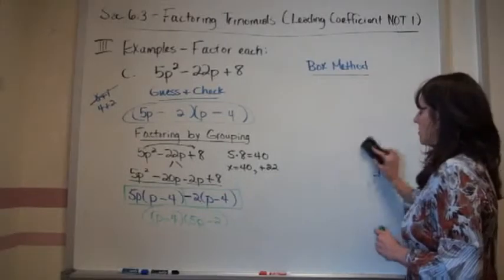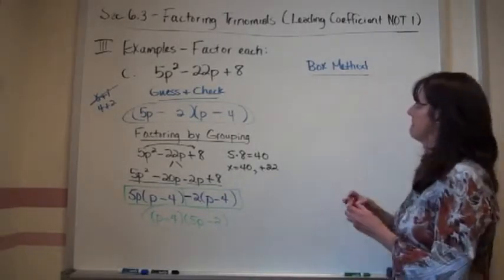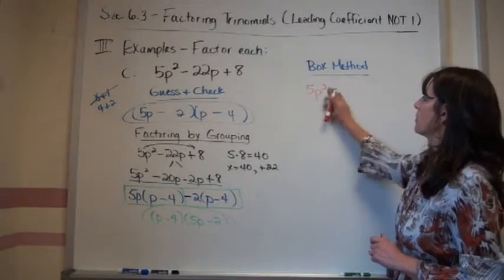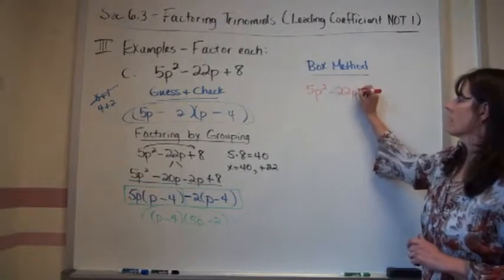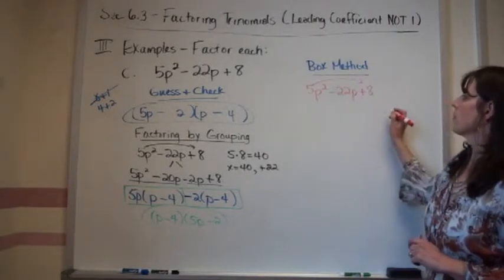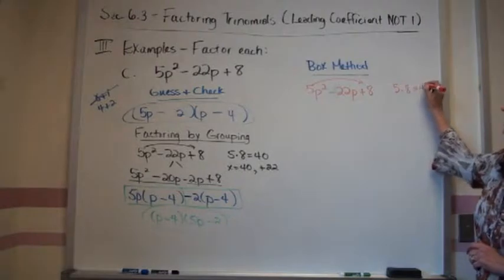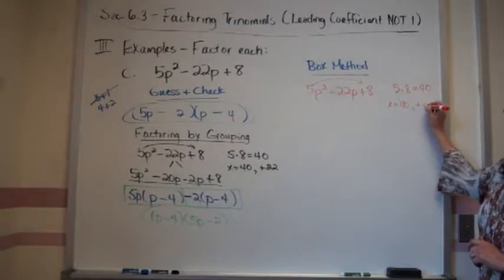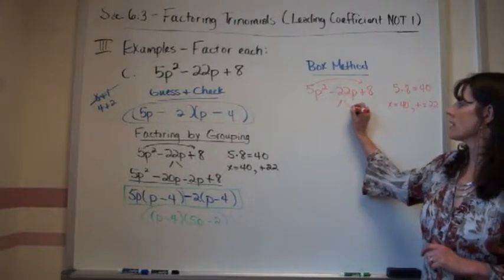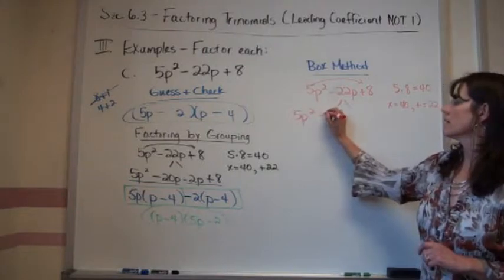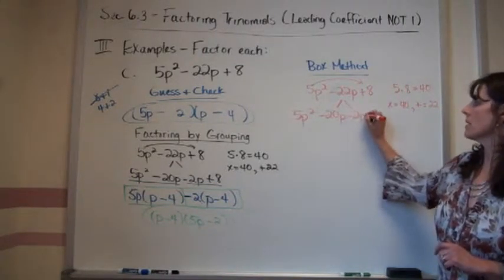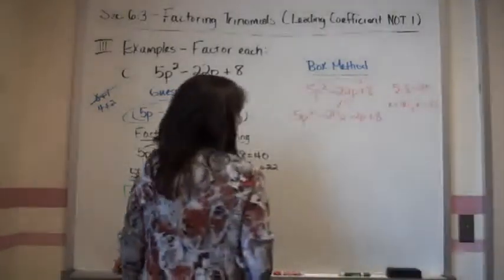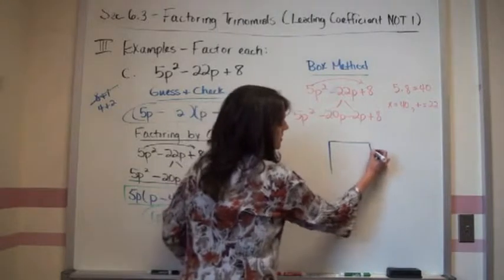So, test out that box method. And so we start off the same. Here is the trinomial that we began with. And so I'm going to multiply 5 times 8 to get 40. So I want two numbers that will multiply for 40. And they're going to add up for a 22. And once again, that's going to be my negative 20p and my negative 2p. But just like I said before, we're going to handle it a little bit differently, putting it in a box. So here's my box.